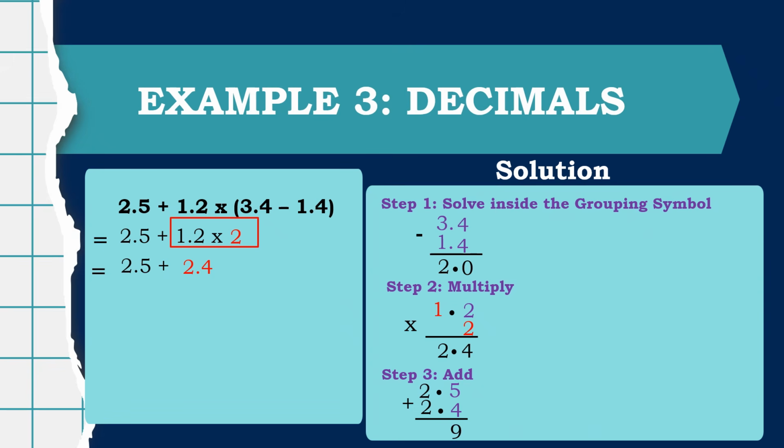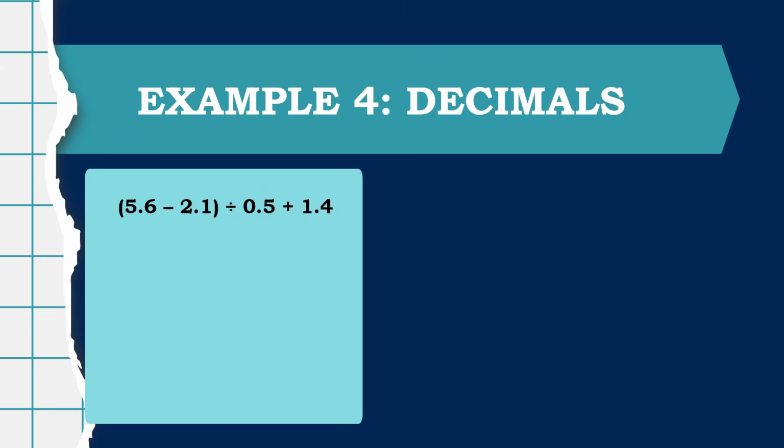5 plus 4 is equal to 9. 2 plus 2 is equal to 4. Then copy the decimal point. Our final answer is equal to 4.9 or 4 and 9/10. Next example, the quantity of 5 and 6/10 minus 2 and 1/10 divided by 5/10 plus 1 and 4/10.